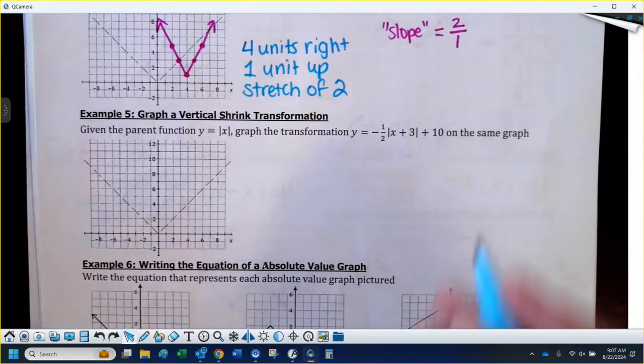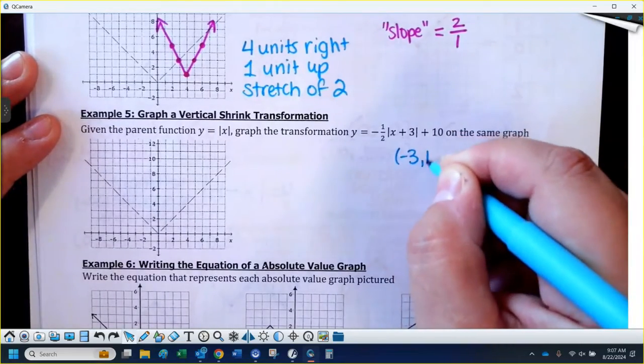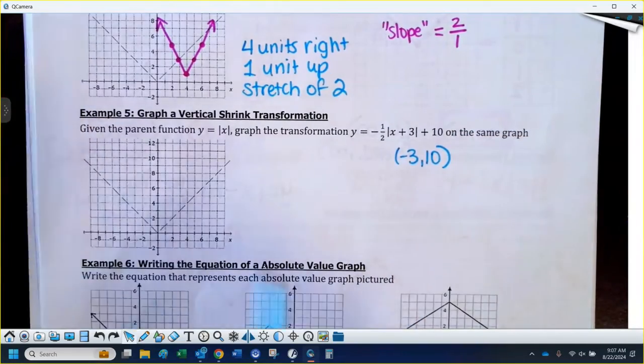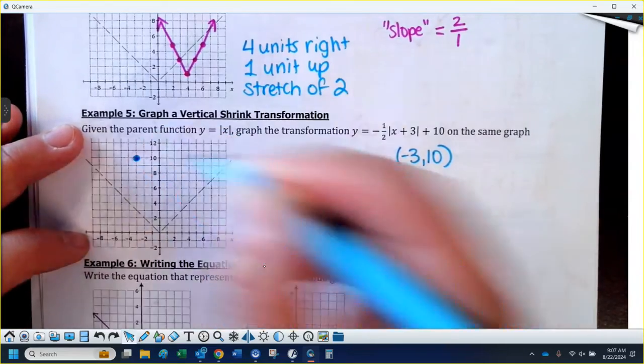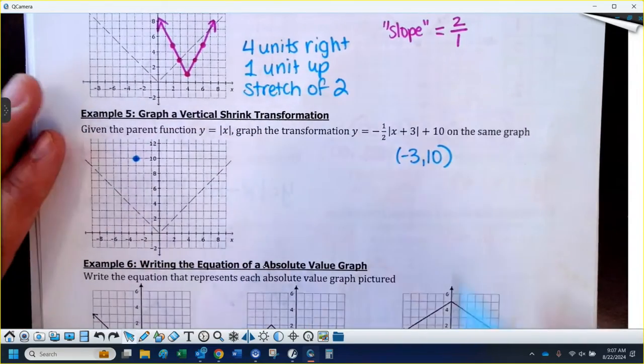What do you think? Negative 3, 10. Perfect. Opposite copy, negative 3, 10. So find that point. We're going to go 3 to the left, up 10. All right, now, 2 things here.